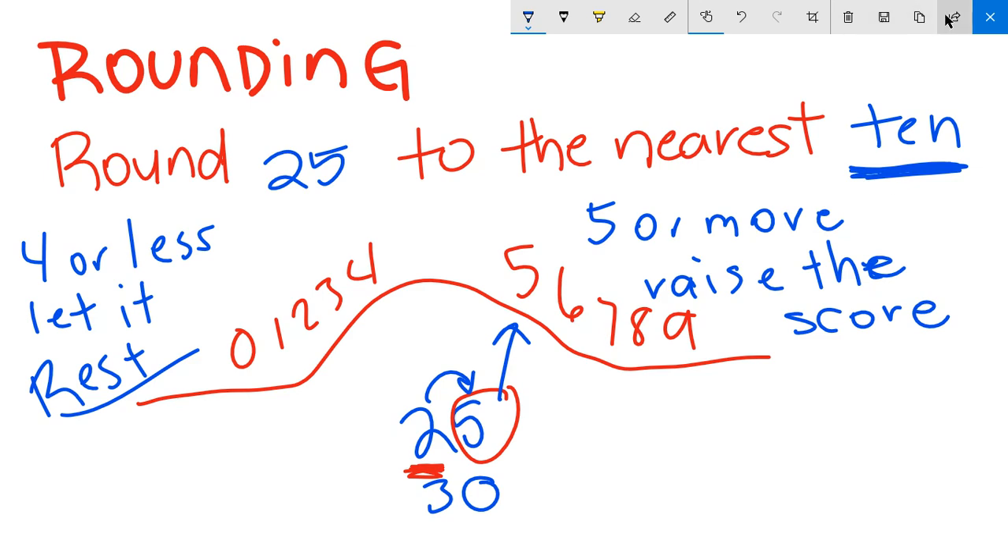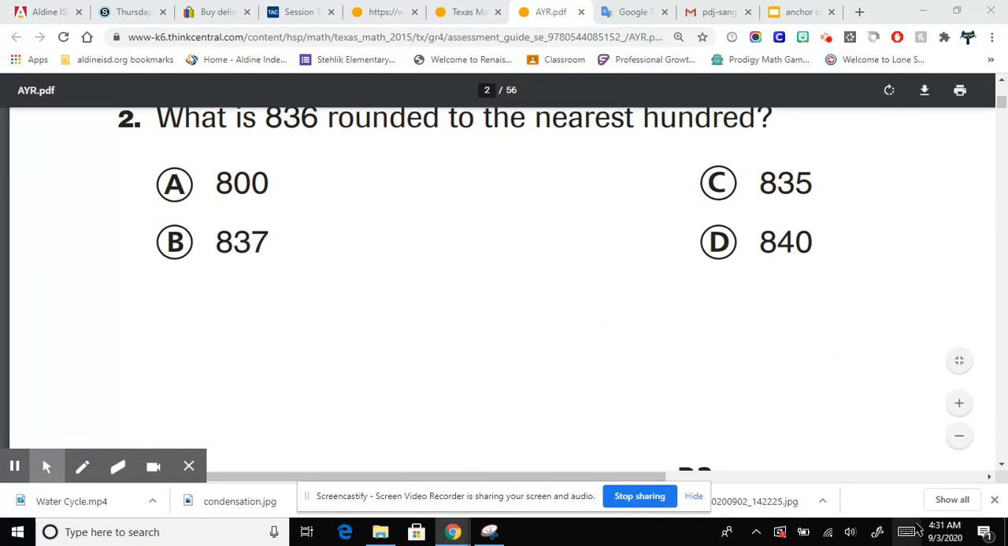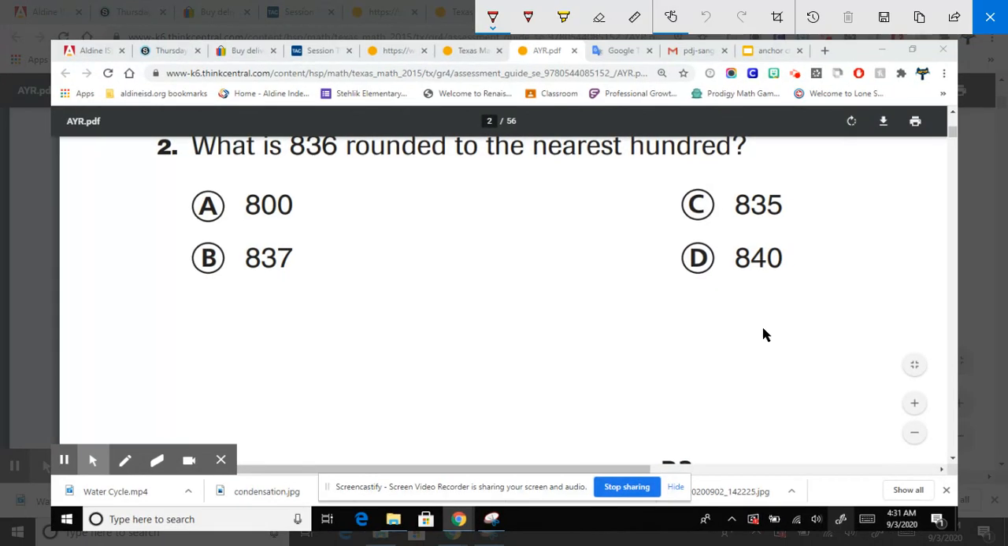Okay, let's try this in a problem. Here we have a problem that says, what is 836 rounded to the nearest 100? So I am going to highlight that. 836 to the nearest 100.